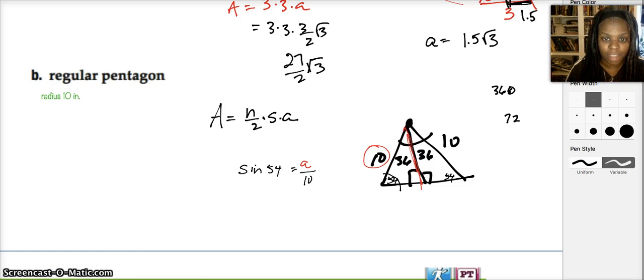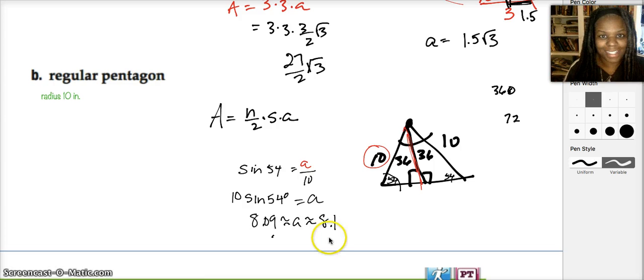Again, the magic of the calculator will get me the answer, but let me set myself up because I don't want to waste time. I have 10 times the sine of 54 degrees. It has to equal A. Remember, if you're using your calculator, you need to make sure you're in degree mode. So I end up with 8.1 inches as my apothem. Still not done, but we're almost done.